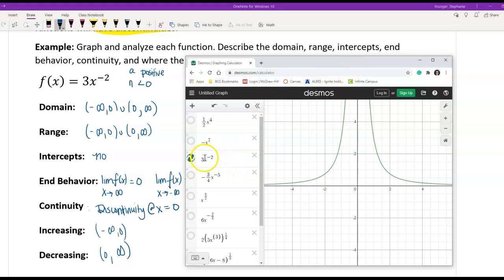Now, that is an even exponent. What happens when I have an odd one? Well, let's take a look. Notice I'm reflecting across the origin instead of the y-axis. So it does look different. We still have that discontinuity though at 0, 0.